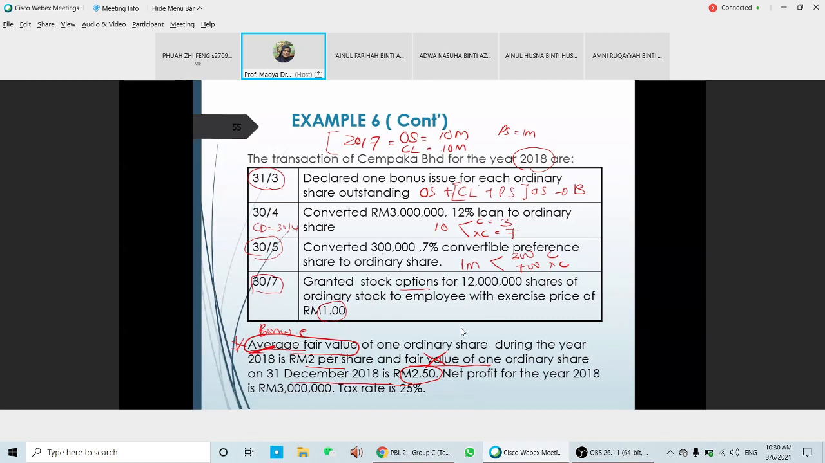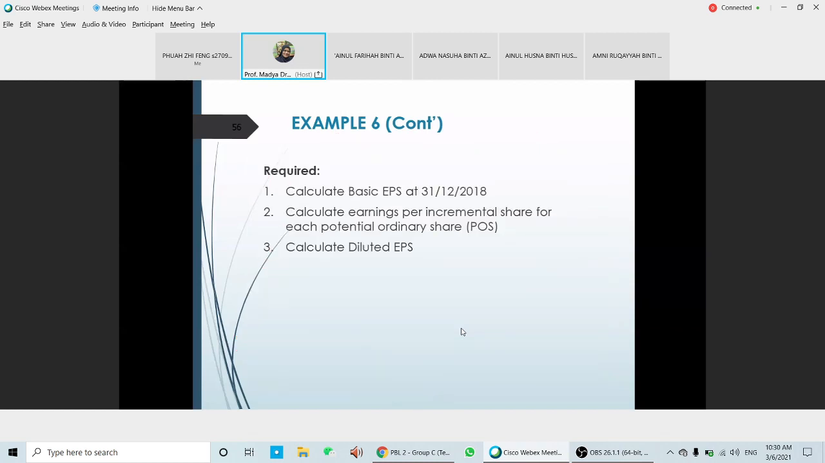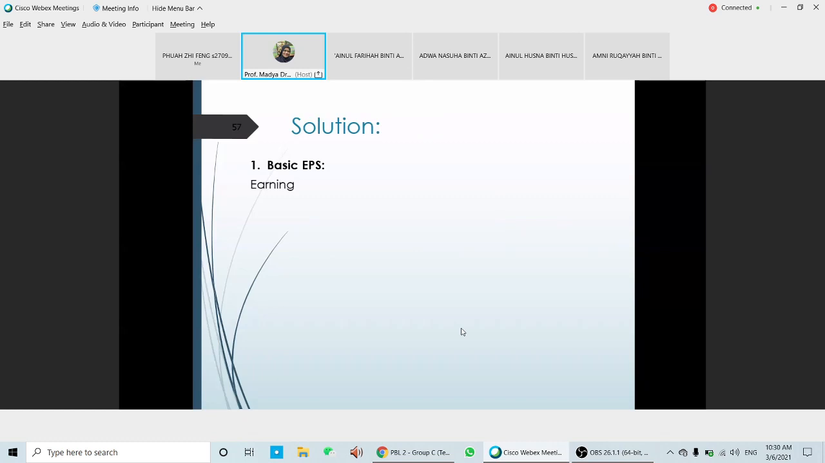So the net profit here is 3 million and then the tax rate is 25%. This is the information that you have, and you are required to calculate the basic number of shares and also calculate EPS, basic and diluted. So we start with the basic earnings per share.